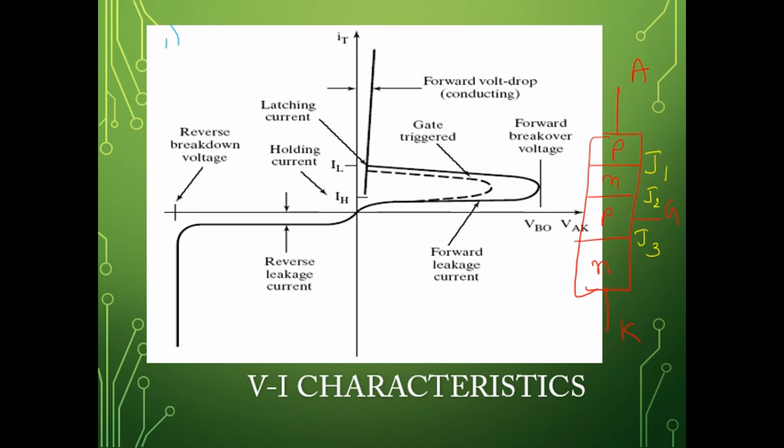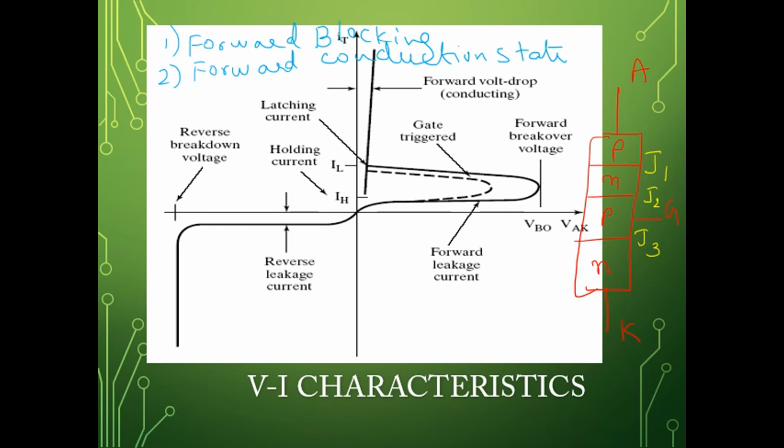First region is forward blocking state, and the second one is forward conduction state, and third one is reverse blocking state. So forward blocking state, forward conduction state, and the third one is the reverse blocking state. So let us see where are these 3 states and how the thyristor is going to operate.